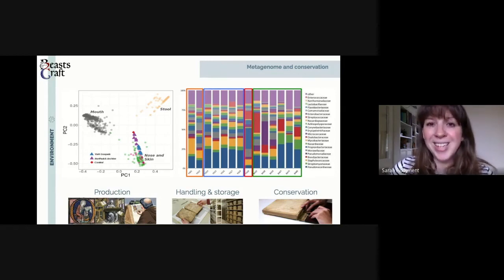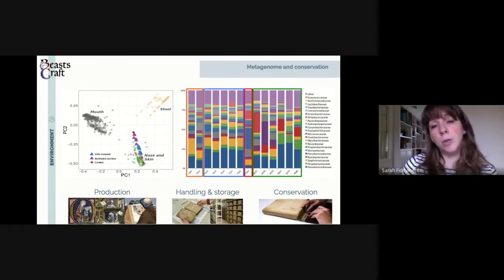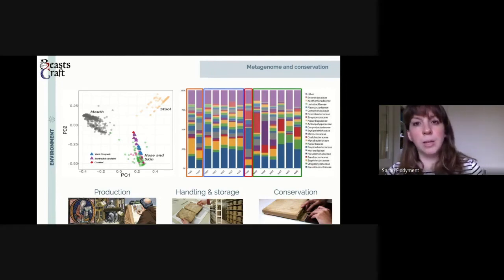The one in red is this heavily conserved page, which I talked about previously. You can see it looks completely different, and that is to do with the microbiome of the people touching it rather than the environment over the years. And finally, in green, these are just some comparative documents. These are legal documents held in the Borthwick Archive, and you can see that these all look different amongst themselves and from the York Gospels.